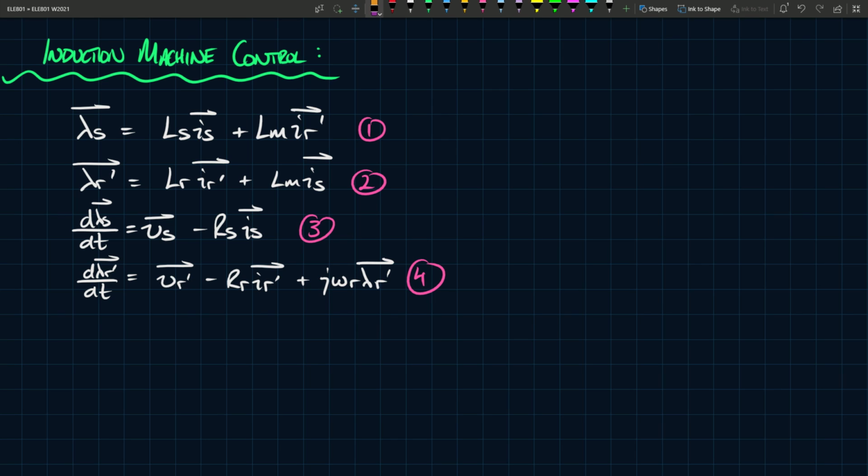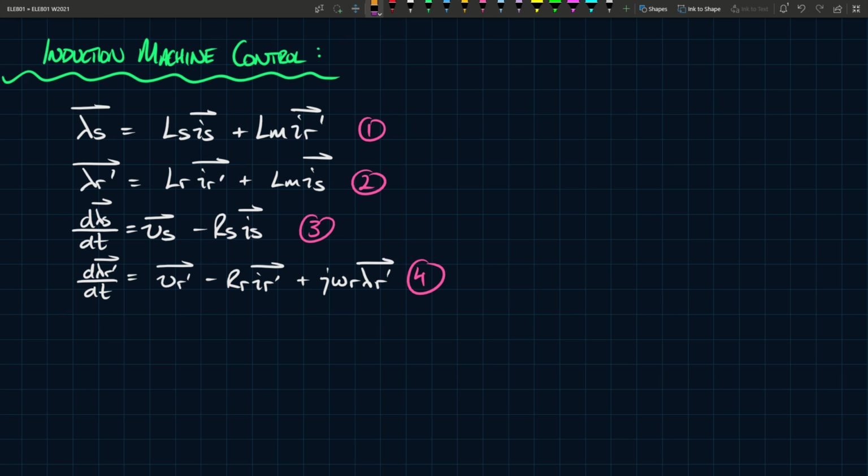Alright, so in a previous video, we derived the steady state model of the induction machine, and in this video we're going to look at how we can control the induction machine, since control is what this is all about. I mean, there's no purpose of running an induction machine if you can't control it, or any machine for that matter. If you can't control what you want the machine to do, or what the machine is doing, then there's really no point of doing anything.